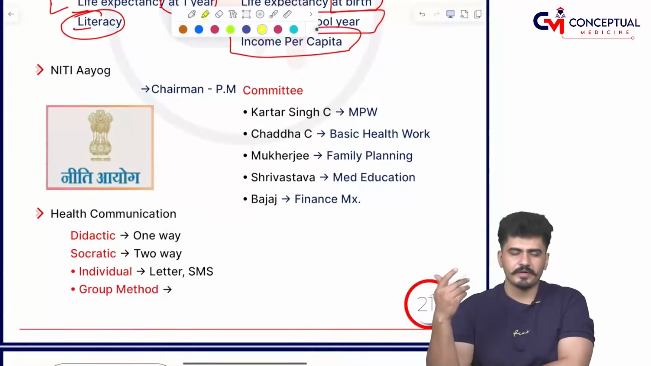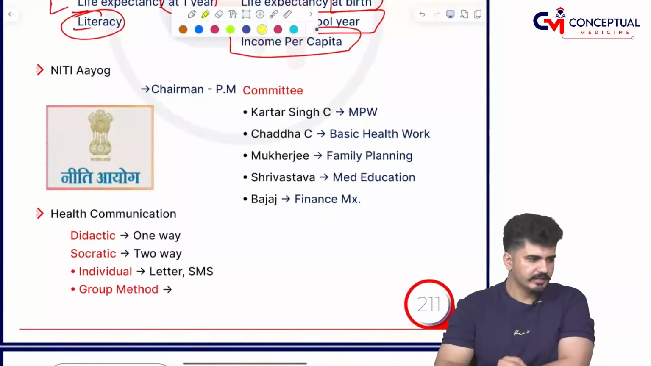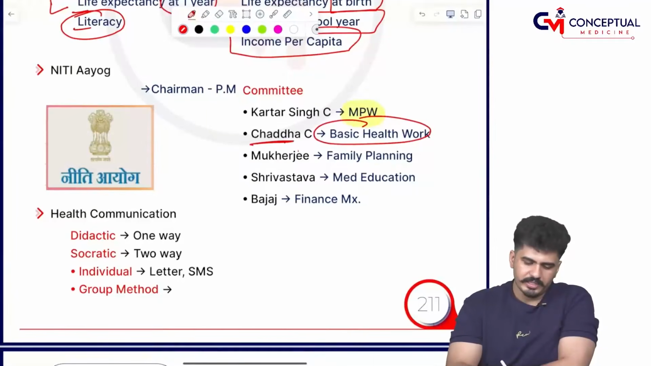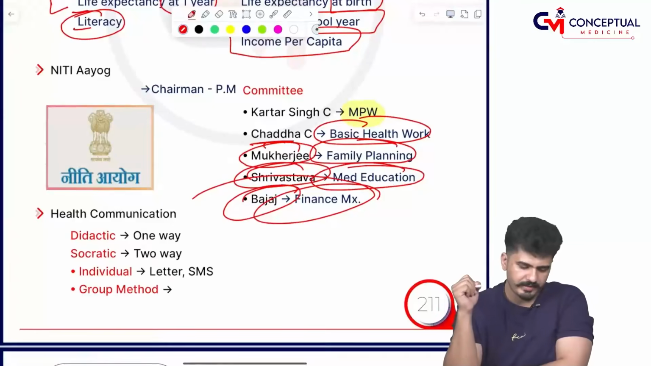Niti Aayog has given different committees. What different committees have they given? Kartar Singh committee, which was a multi-purpose worker committee. Chaddha committee, basic health worker committee. Mukherjee is family planning, medical education, Bajaj is for the finance.